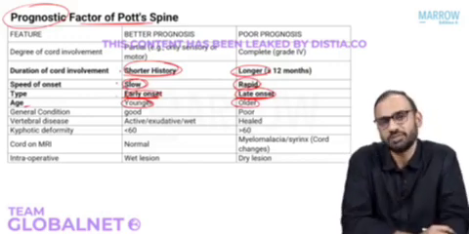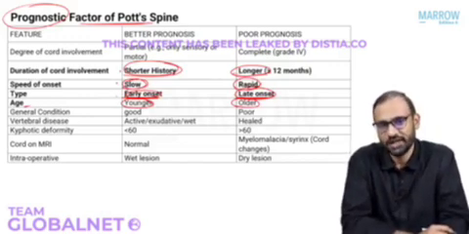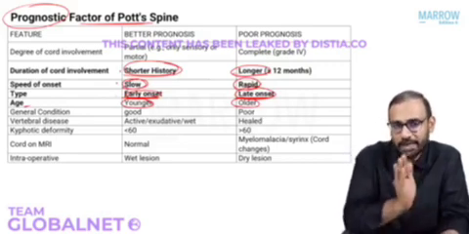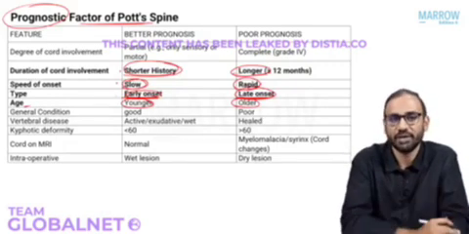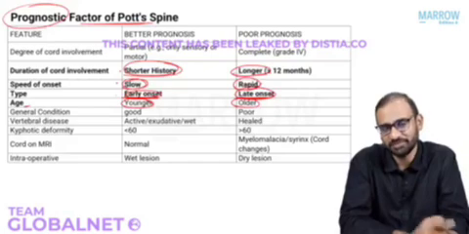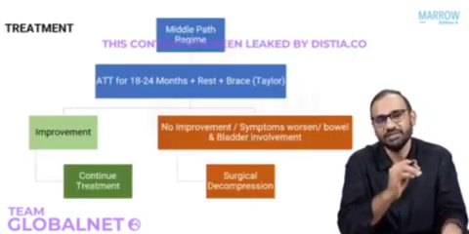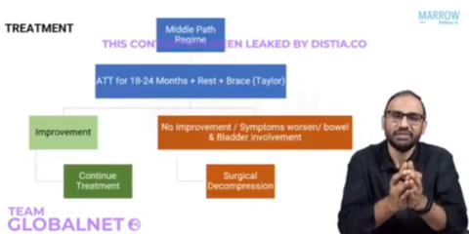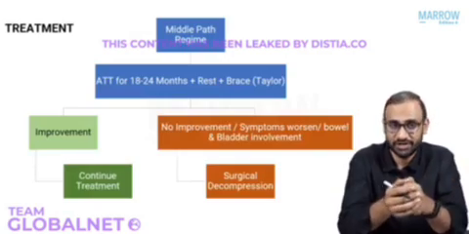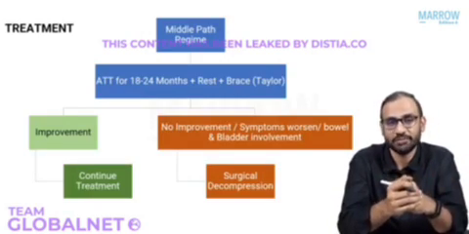Now, how do you treat this Pott's paraplegia or Pott's spine? We follow something known as the middle path regime. Why did it come into existence? What is this middle path regime? Simple. India, being a developing country, did not have a lot of resources when we started the treatment of tuberculosis of the spine.